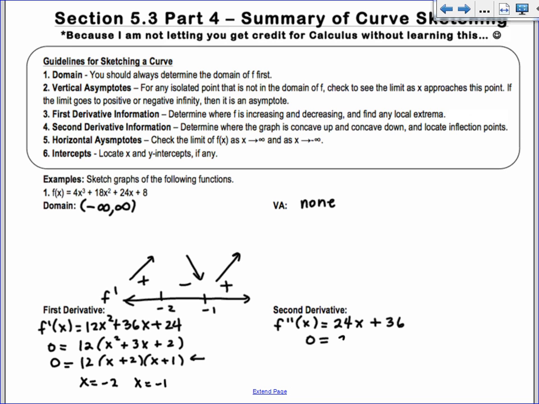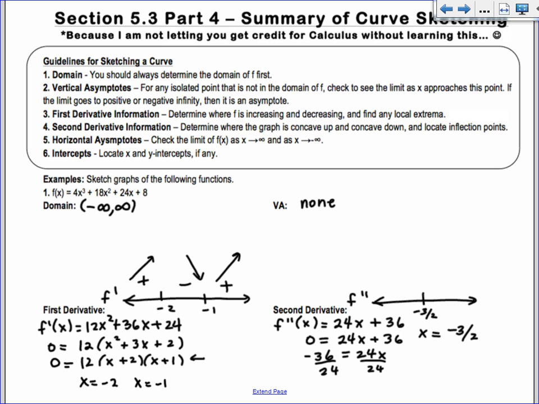I've set it equal to 0. I could pull out a common factor, but it's much easier just to subtract 36, right? And divide by 24. So you get -3/2. Okay, so this is now the second derivative that we're plugging into. So I put -3/2 here.